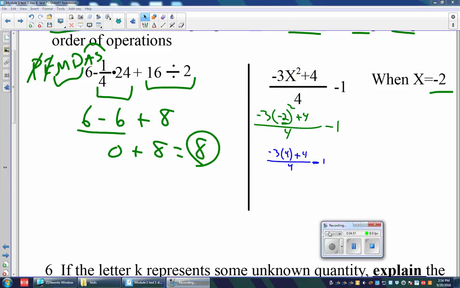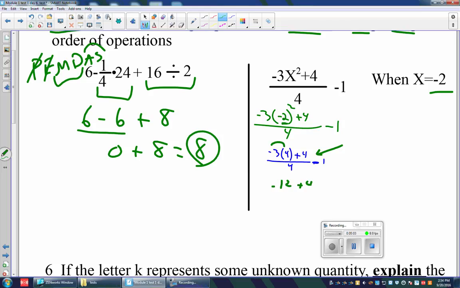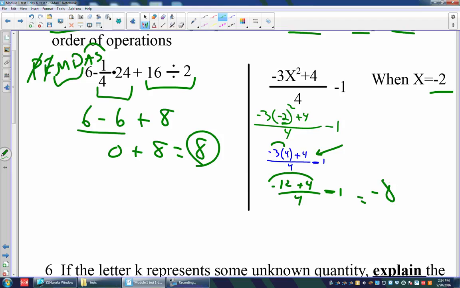Now that I've done parentheses and exponents, I do multiplication and division from left to right. We're going to do the numerator first. -3 times 4 is -12, plus 4 all over 4 minus 1. Negative 12 plus 4 is negative 8 over 4 minus 1. Negative 8 over 4 is negative 2 minus 1. My final answer is negative 3.